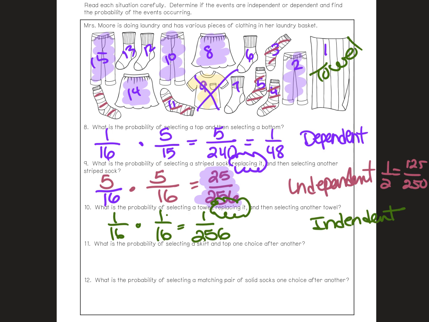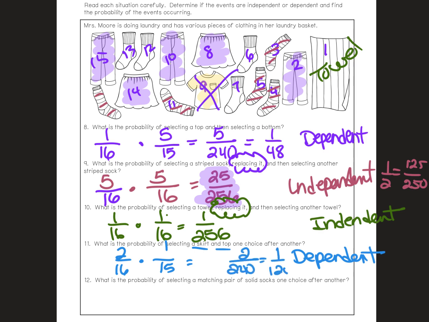All right, let's look at number 11. What's the probability of selecting a skirt and a top? One choice after another. In other words, no replacement. Dependent. No replacement. So, skirt. How many skirts? 2 skirts. And there's 16 items, but now I took a skirt out, right? So now there's only 15 items and a top. Let me see, how many tops? 1. So I have 2 out of 240, which simplifies to 1 over 120.